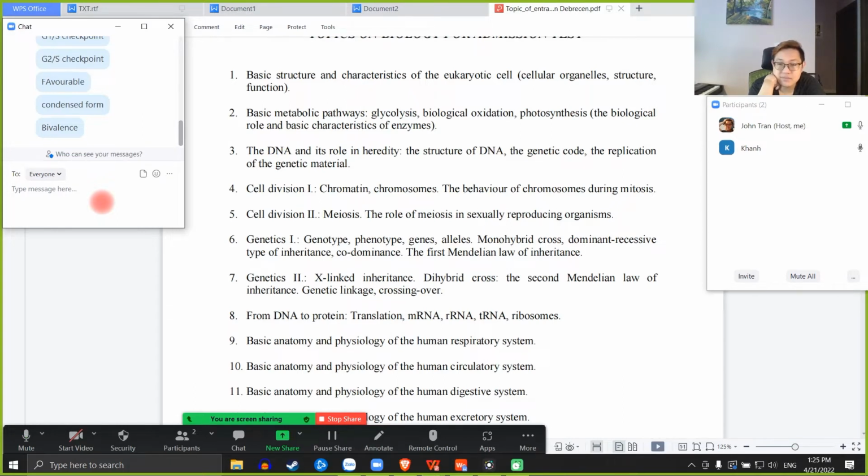Okay. So basically this is not transcription and translation. Basically we talk about replication of DNA only. Of course you will be asked about transcription and translation too. Now please describe topic number 3. Let's start with the structure of DNA then.